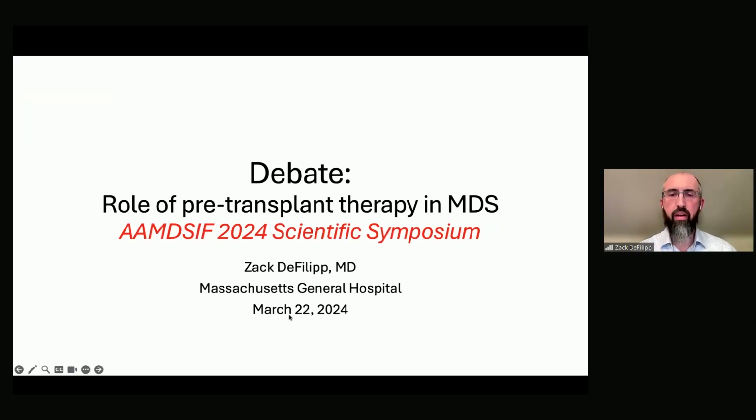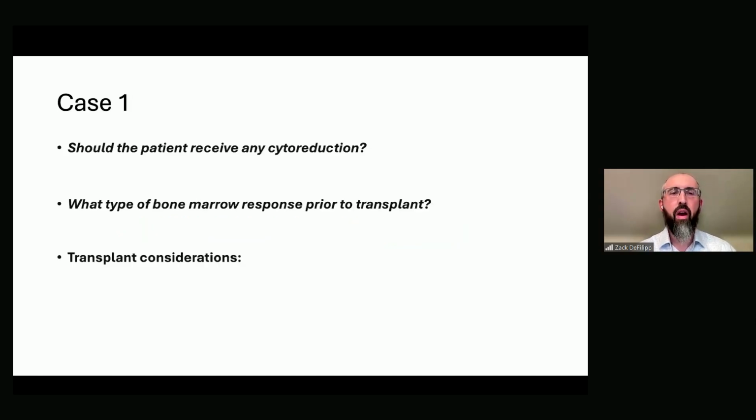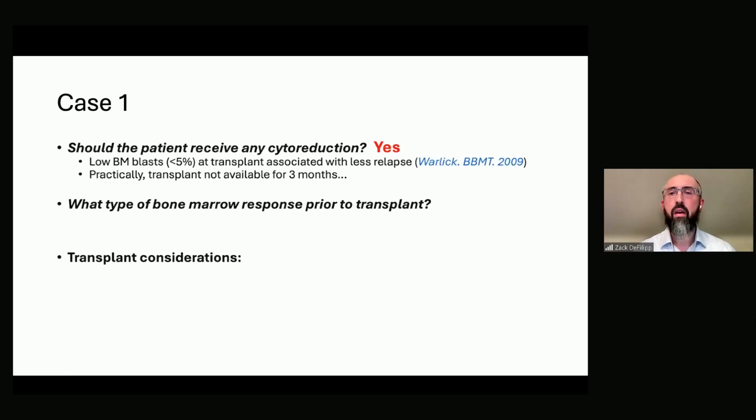I was asked to opine on these two cases from a transplant perspective, when this patient is sent to me by Dr. Brunner. So I'm just going to go at these three questions for each case. Should the patient in case one receive any cytoreduction? From my perspective in bone marrow transplant, the answer there would be yes. My reasoning is that it's pretty well established, in this first patient who initially presents with 11% blasts, that having a lower blast count going into transplant is associated with less relapse.